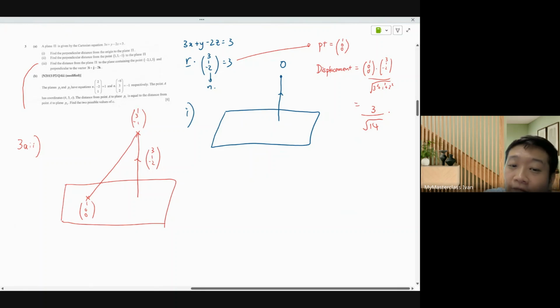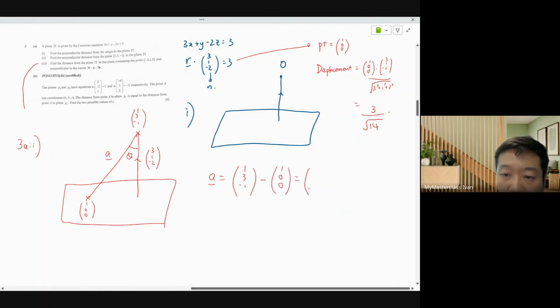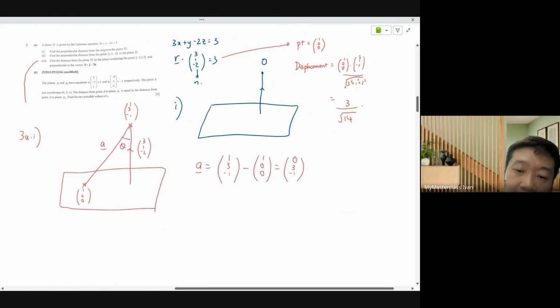Where is the angle? Tell me. So this is the angle, right? So you must find out what this is first. The vector A is 1, 3, minus 1. The hypotenuse is that minus 1, 0, 0, which gives 0, 3, minus 1. So this is the hypotenuse.